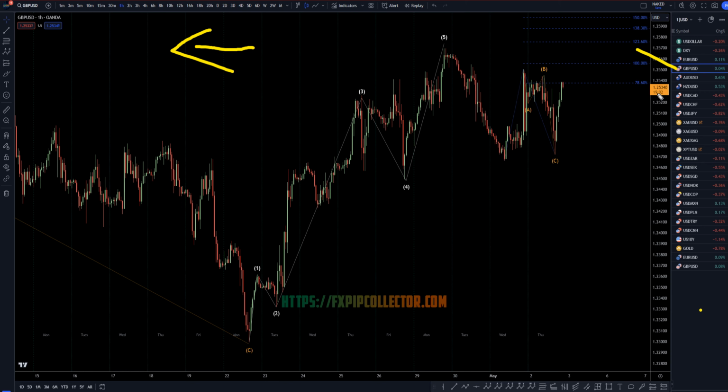So the pound dollar, along with the other dollar pairs, instead of going down for a wave C, what ended up happening is we had a perfect ABC correction to this last move up. Very, very nice setup right there.